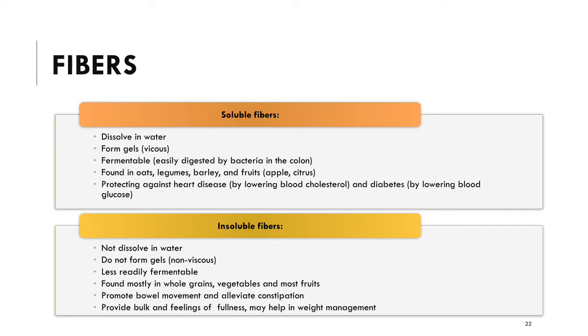Where can we find soluble fibers in our diet? We can find them in oats, legumes, barley, and fruits. Now, a lot of clinical studies have suggested that soluble fibers can protect us against heart disease. And how does it do that? It lowers our blood cholesterol, or it can also protect us against diabetes by lowering blood glucose.